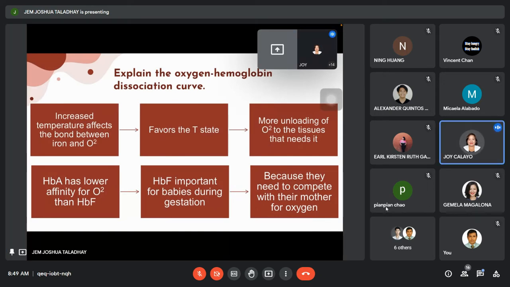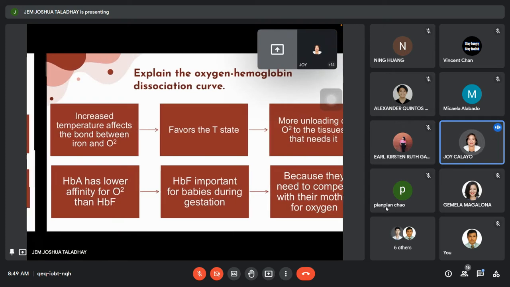Okay, can you quickly scan the slides? I just have a question which I need to.